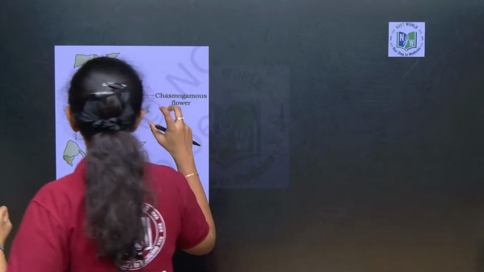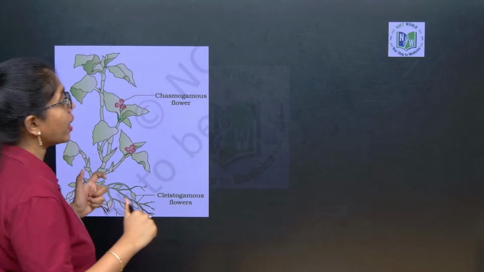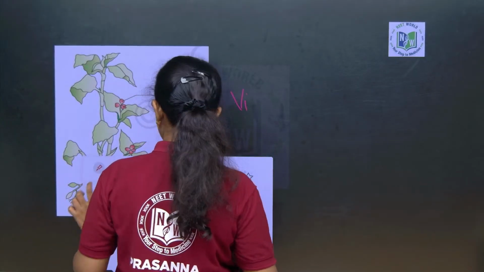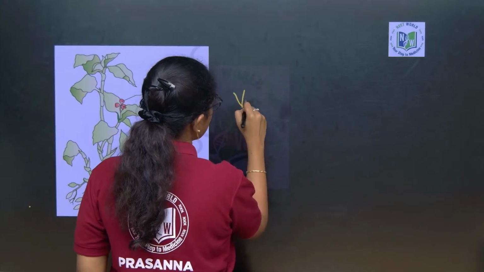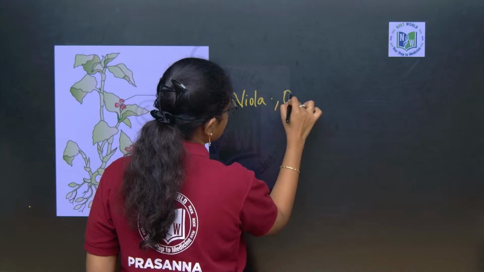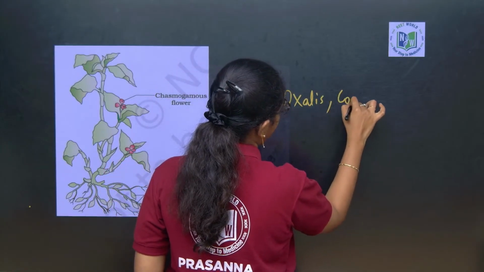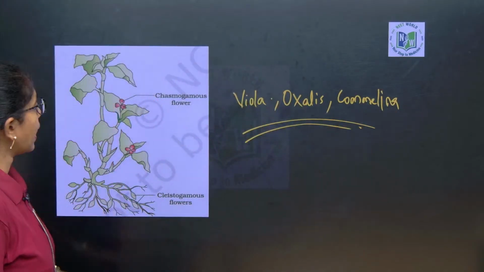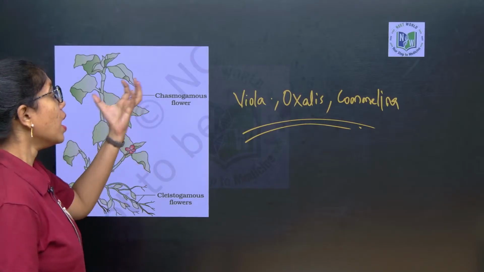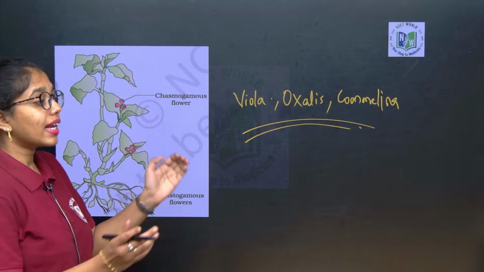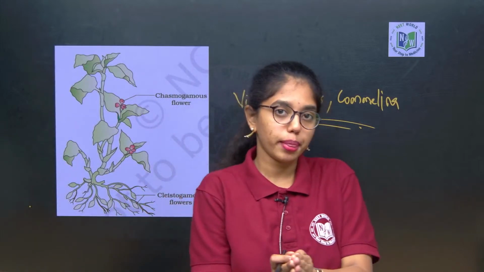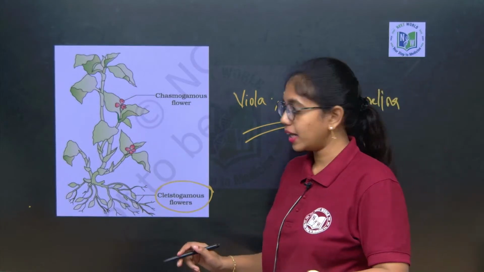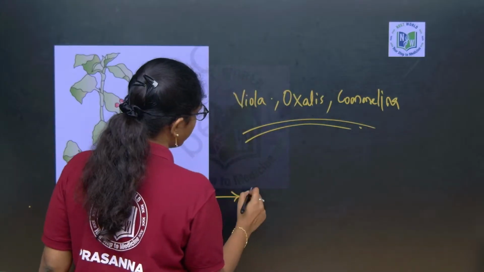So, this diagram is about chasmogamous and cleistogamous flowers, where you can identify this in viola, which is common pansy, and oxalis and commelina. In these plants you can find 2 types of flowers, those are chasmogamous flowers and cleistogamous flowers. Cleistogamous flowers are completely closed all the time, so they conduct only bud pollination or self pollination only. So, cleistogamous flowers conduct only autogamy.